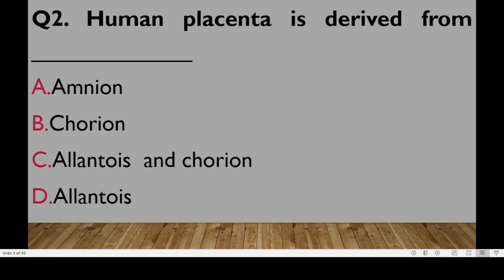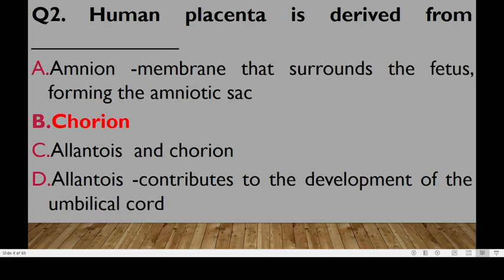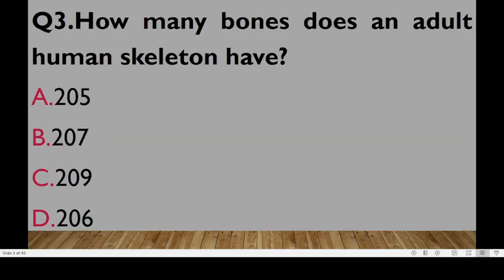Human placenta is derived from... if you look at the amnion, this is the membrane that surrounds the fetus, forming the amniotic sac. While the allantois, this one is the one that normally contributes to the development of the umbilical cord. So the best option for us is option B.